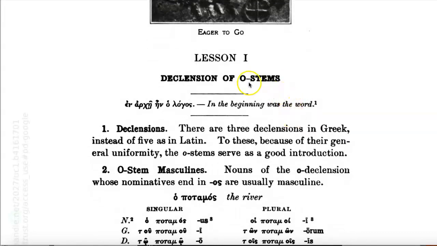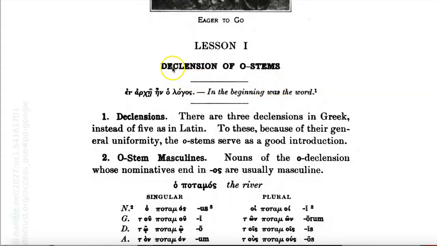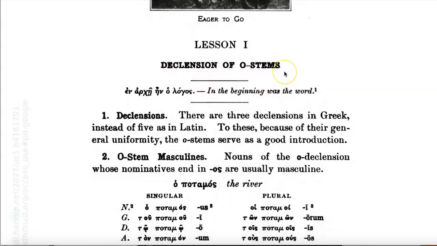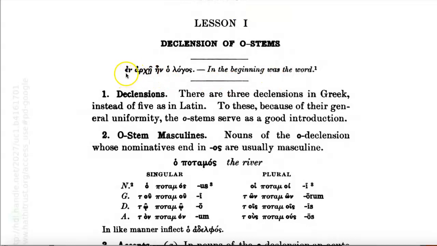Lesson 1. Declension of O stems. Let's read the quote. En archi in o logos. One more time, do it with me. En archi in o logos. It's John 1:1 from the very beginning. In the beginning was the Word. Greek will enable you to read the New Testament in the original language. This is what the Apostle John wrote.